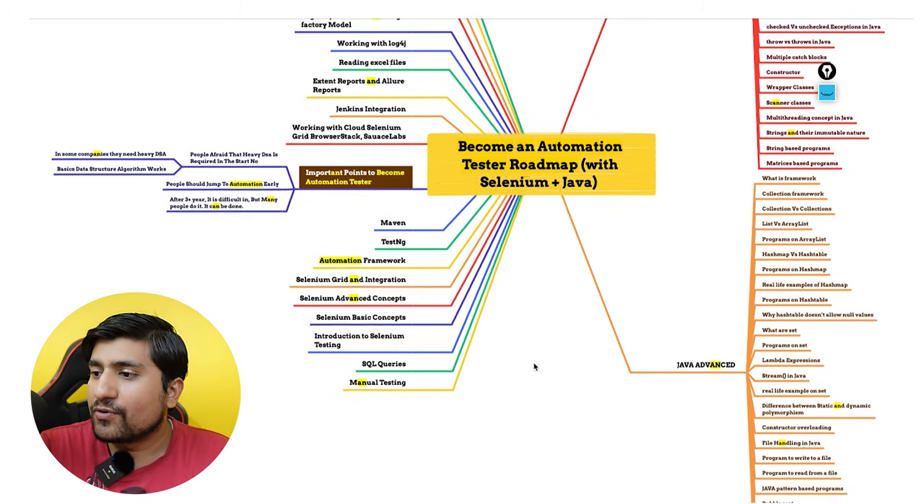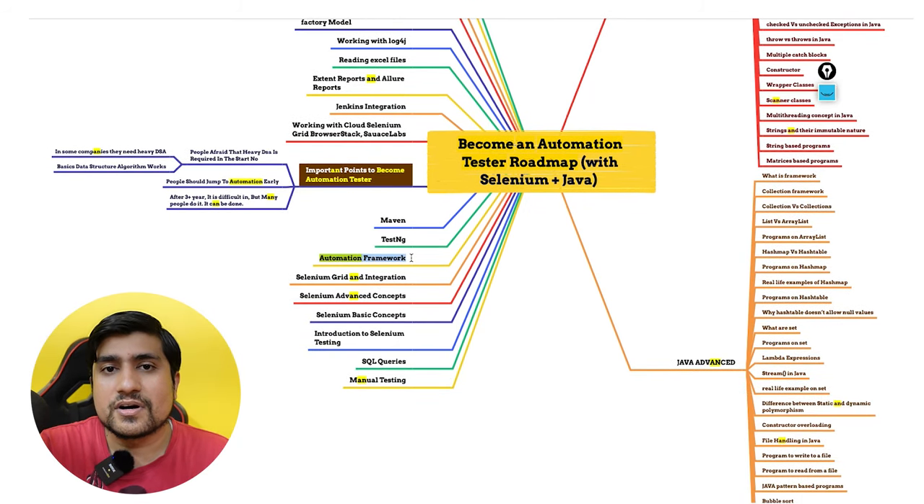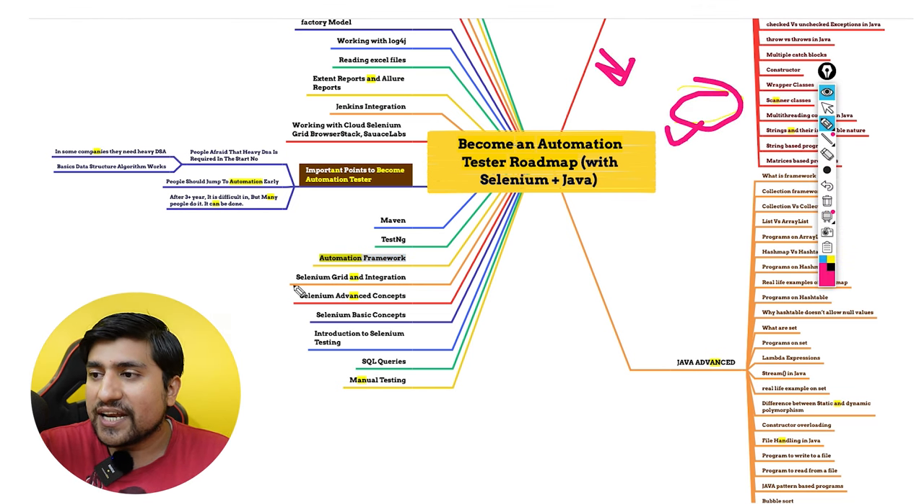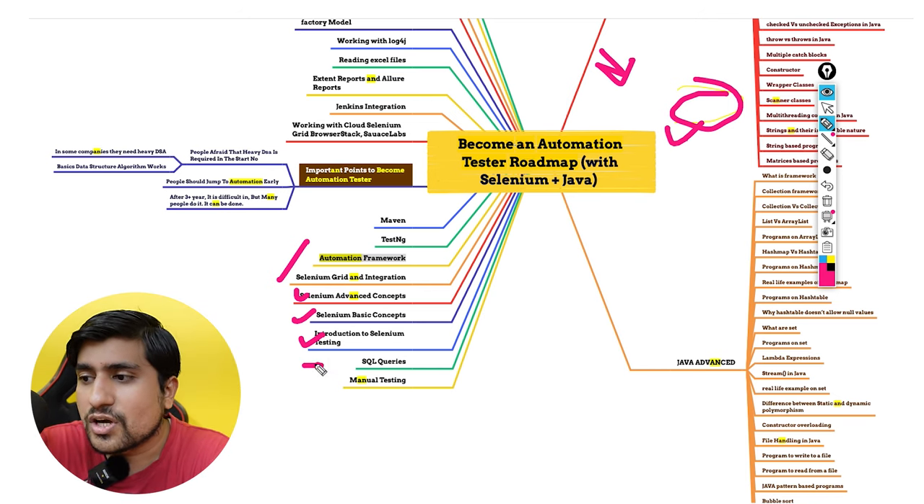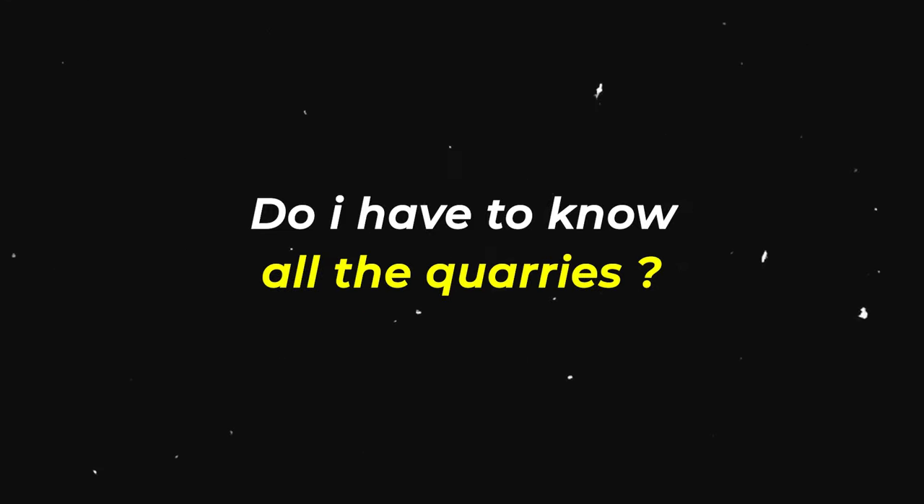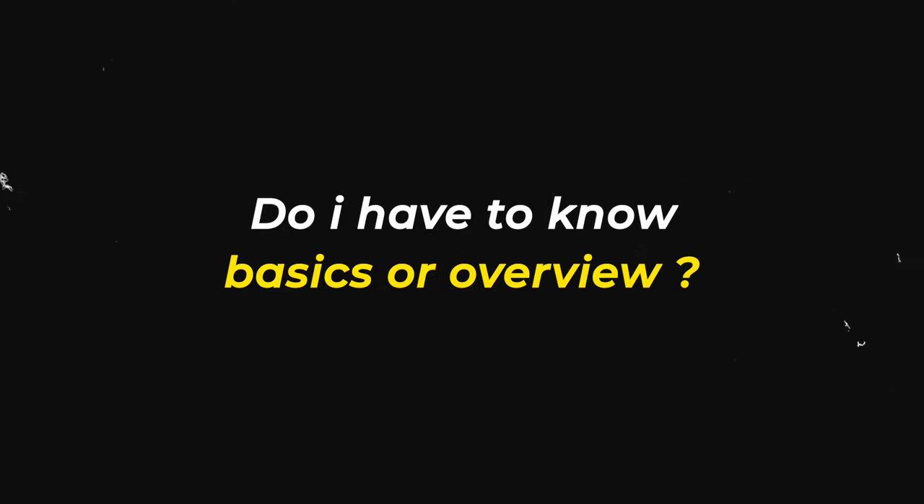So you have to prepare the automation framework, right? So Selenium grade, you have to know advanced framework, Selenium basic concepts, introduction to Selenium. And SQL queries. Now people ask me, Pramod, SQL queries, do I have to know all the queries? Do I have to know basics or overview? I think overview is fine. Just go with the MySQL default. Just know about the different joins as well as the different update, delete, all these selection clauses, and you are good to go. Trust me, you are good to go.